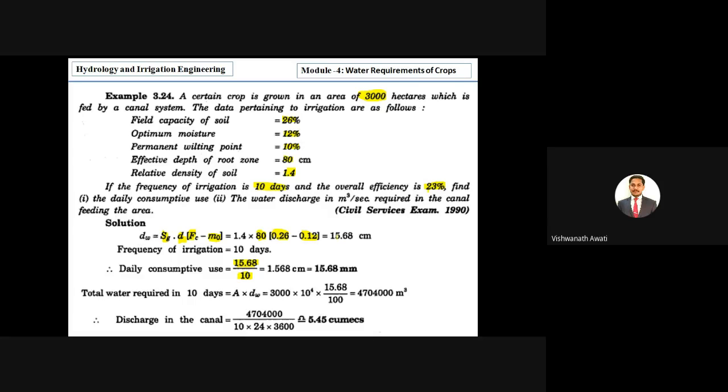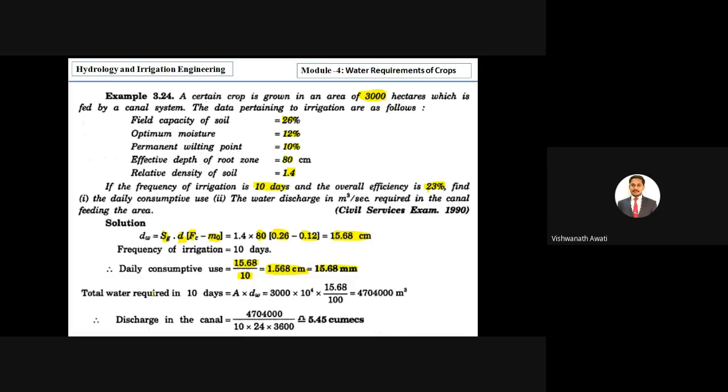If you calculate, you will get a depth of watering 15.68 centimeter, in terms of centimeter. Then frequency of irrigation is 10 days. So use the formula frequency of irrigation FW equal to dW by Cu. But now we are calculating consumptive use, Cu. So dW is 15.68, and frequency of irrigation 10 days. Then you will get daily consumptive use of 1.568 centimeter, and in terms of mm, 15.68 mm.